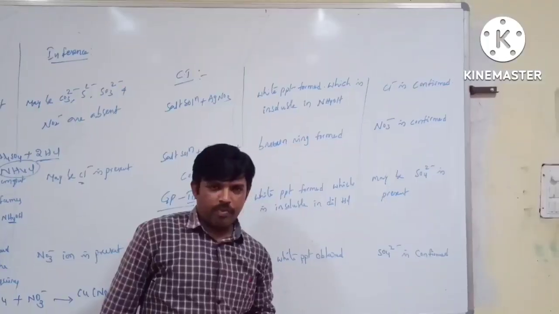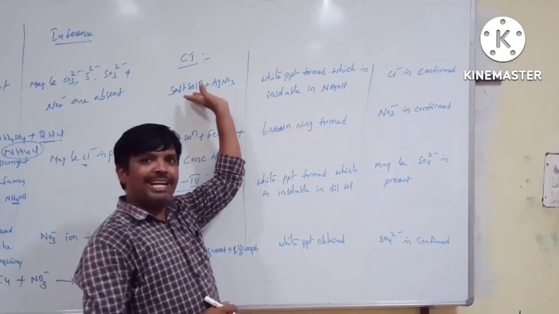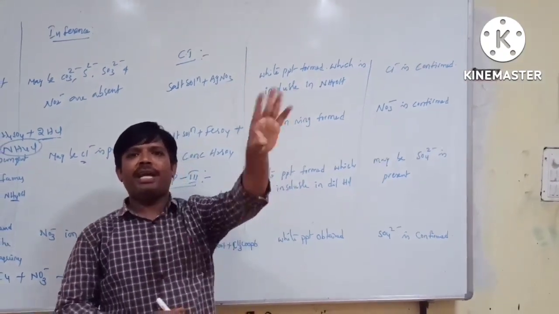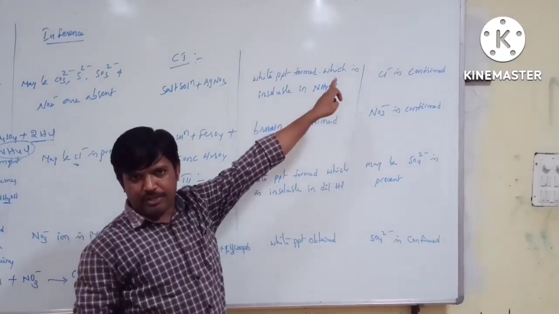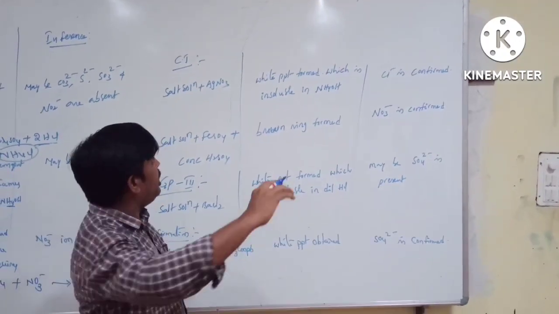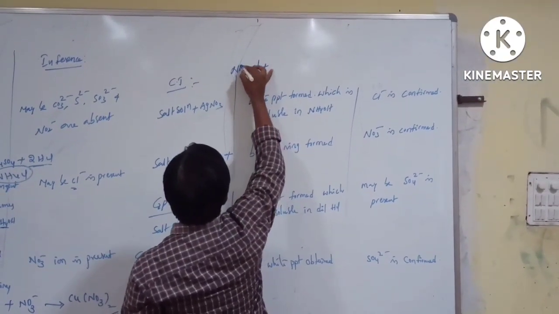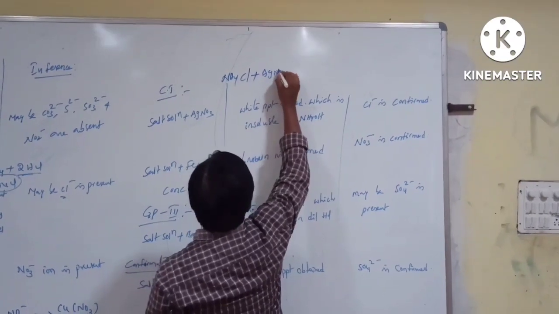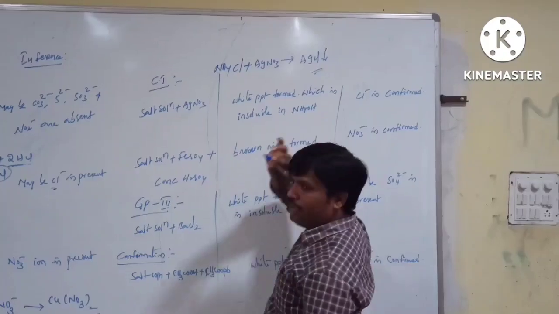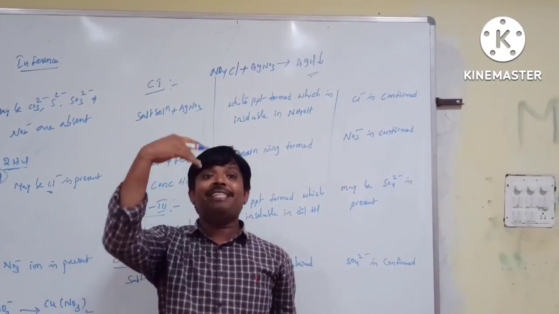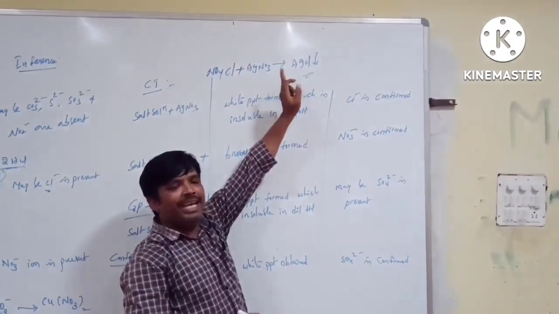Okay, then if chlorine is present, the confirmation test is: take a salt solution, you have to add silver nitrate, AgNO3. Formation of white PPT takes place. White PPT ఎందుకు ఫామ్ అవుతుంది సార్? Why? Because when chlorine is present, NH4Cl plus AgNO3, silver nitrate, formation of AgCl takes place. The precipitate AgCl is white in color. That white color is due to the presence of AgCl.